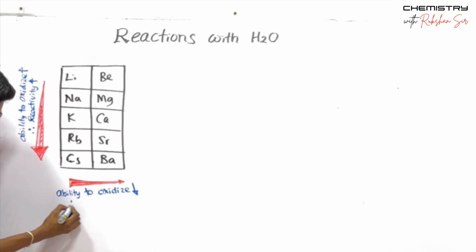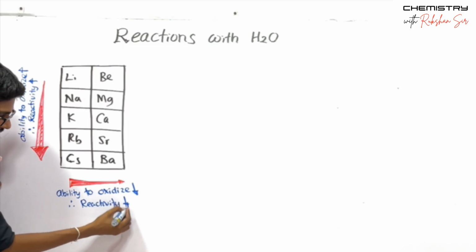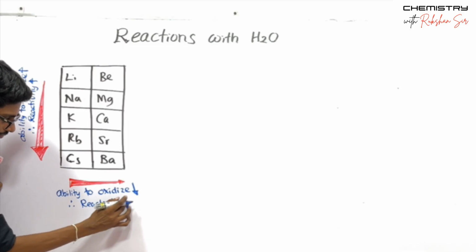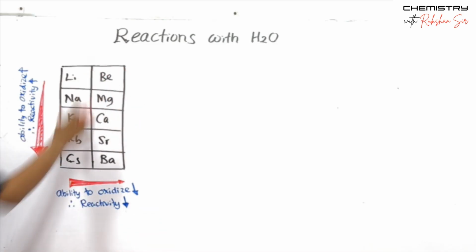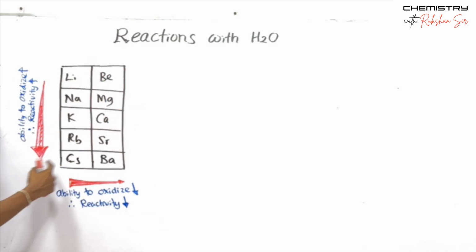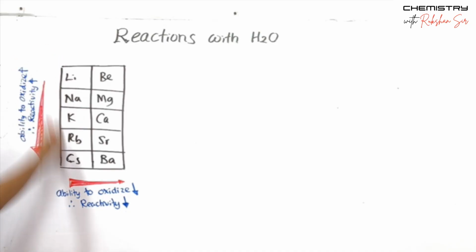Reactivity decreases, so that the smallest reactivity, or the least reactivity, out of the S block elements is with beryllium. Going towards the right-hand side, reactivity decreases, as well as going up, reactivity decreases. Going down, reactivity increases, which means going up, reactivity decreases. So the least reactivity is with beryllium.